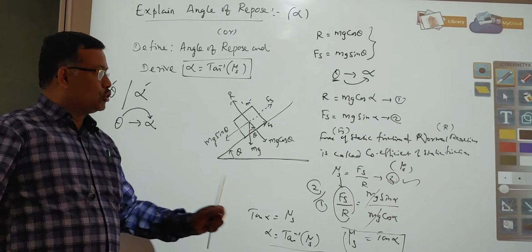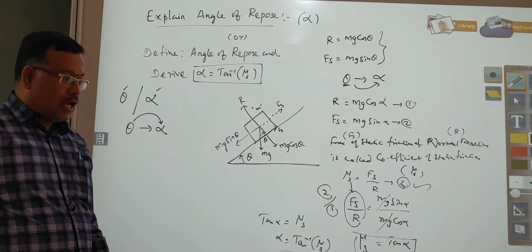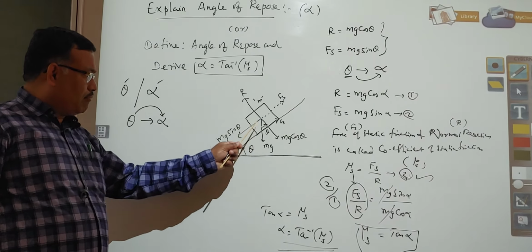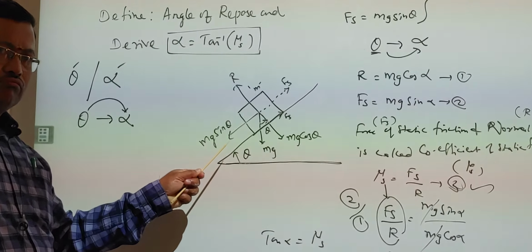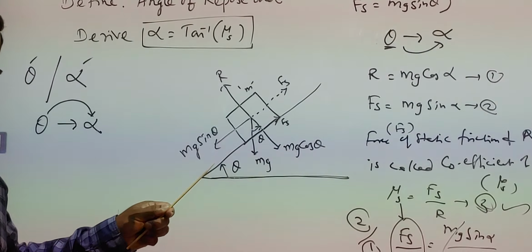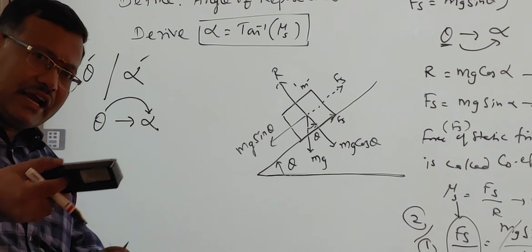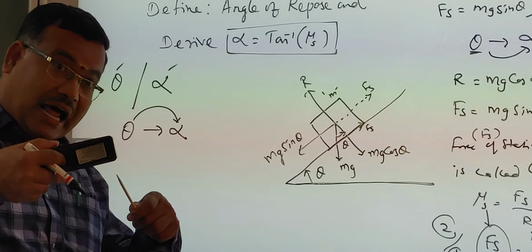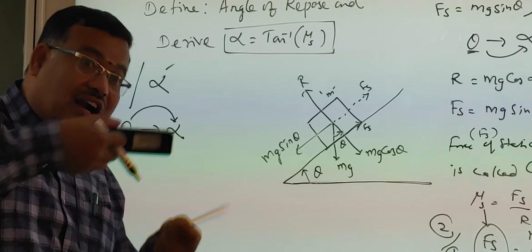So angle of repose means the particular angle at which the body is just about to slide down. For whatever angle it begins to slide down, that angle of inclination is called angle of repose.